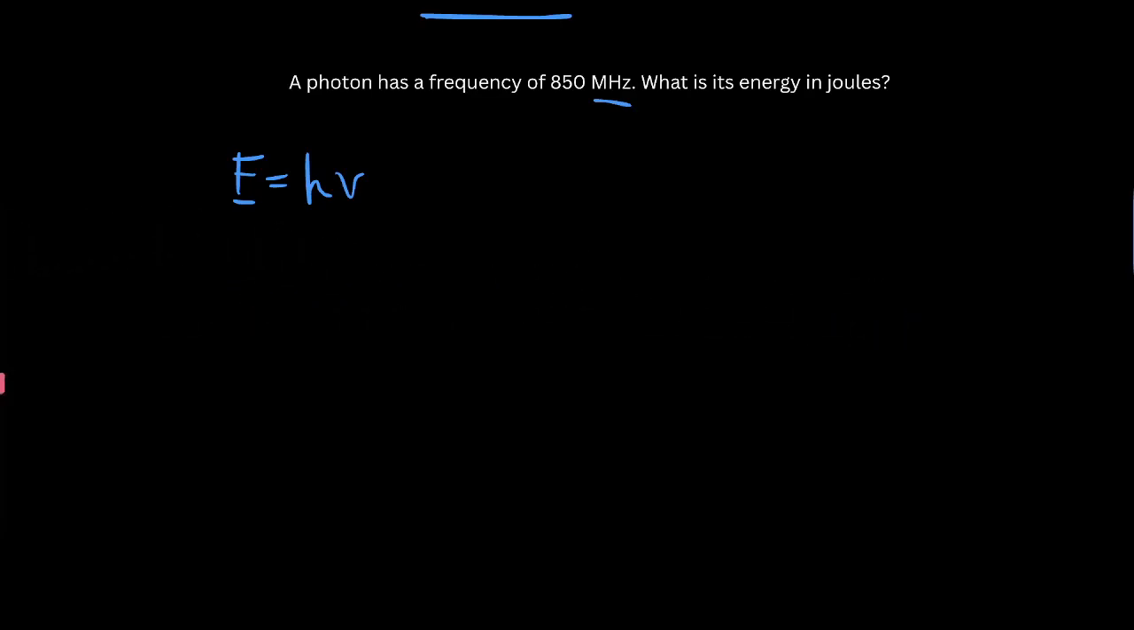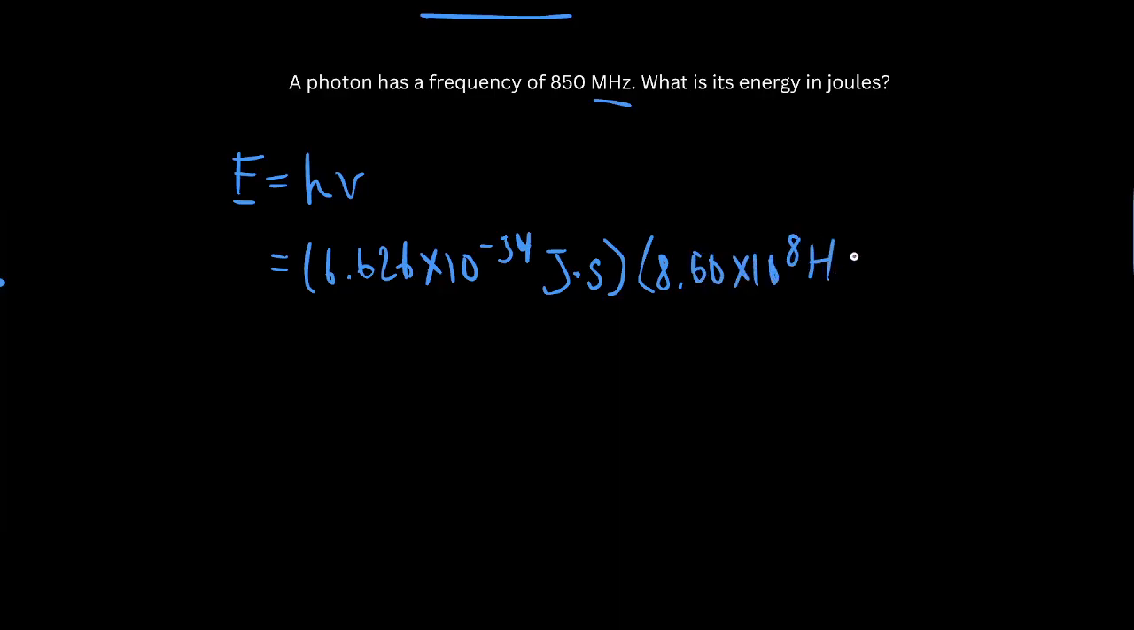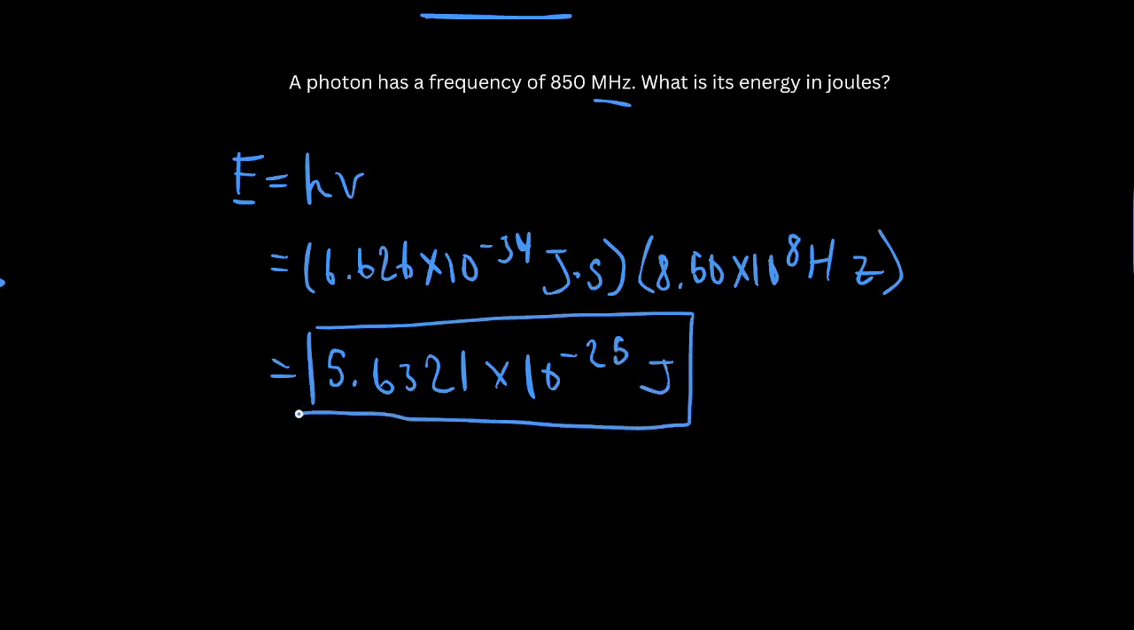Again, remember Planck's constant is going to be staying the same, so that's just going to be 6.626 times 10 to the negative 34 joules times seconds, times, now we just have our frequency, right? We converted that from megahertz to hertz, and found that to be 8.5 times 10 to the 8th hertz. And then multiplying these out gives us our answer to be 5.6321 times 10 to the negative 25 joules. So this is going to be the energy in joules of our photon.